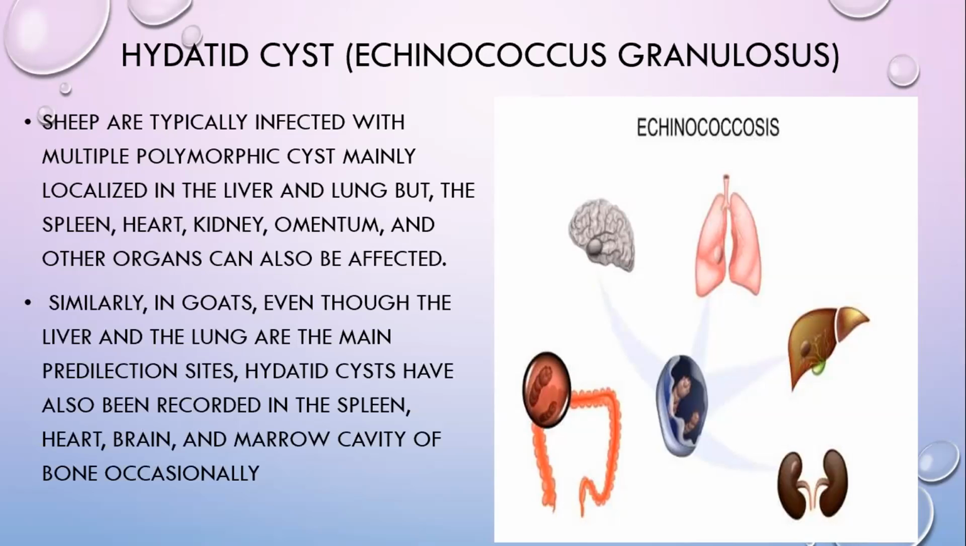This hydatid cyst also leads to infection due to accidental ingestion of infective eggs. The organs in which hydatid cysts are mostly seen are the liver and lungs. So both in sheep and goat, the primary sites are the liver and lungs, but it may go to other organs like spleen, heart, and brain also.